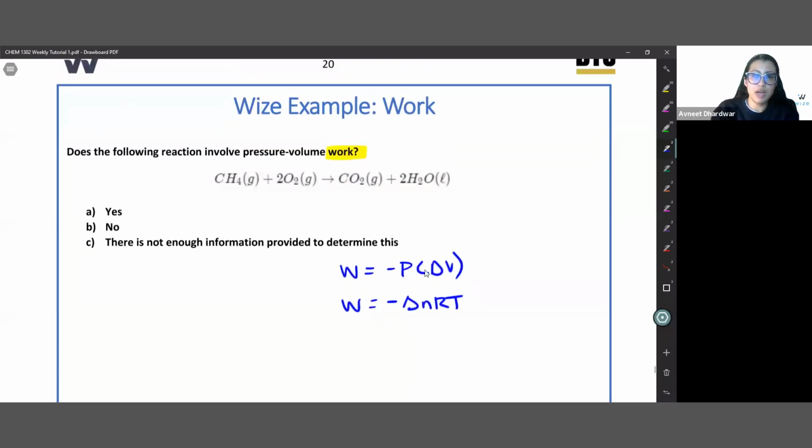And so here I still don't have a value for R, and I still don't have a value for T. But because I'm given a balanced chemical reaction, I can see if there is a change in the moles of gas. And if there is some number there for the change in the moles of gas, then R is 8.314, and the temperature is just some number, right? We don't have to know exactly. What we do have to know is that as long as there's some number for delta N, you're going to get some amount of work. So here it's just asking, does this reaction involve work? It's not asking how much. So if we have a value for delta N, we'll have work. So what do you guys think? Let's vote.